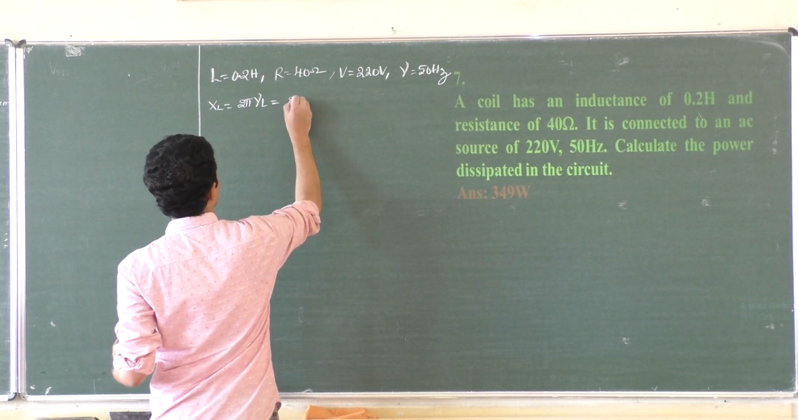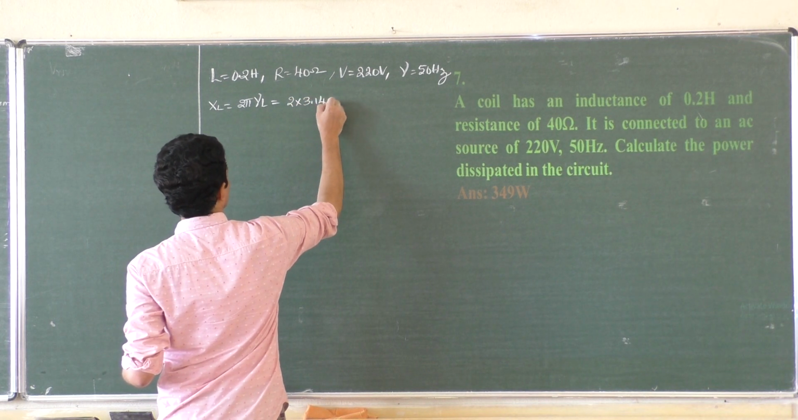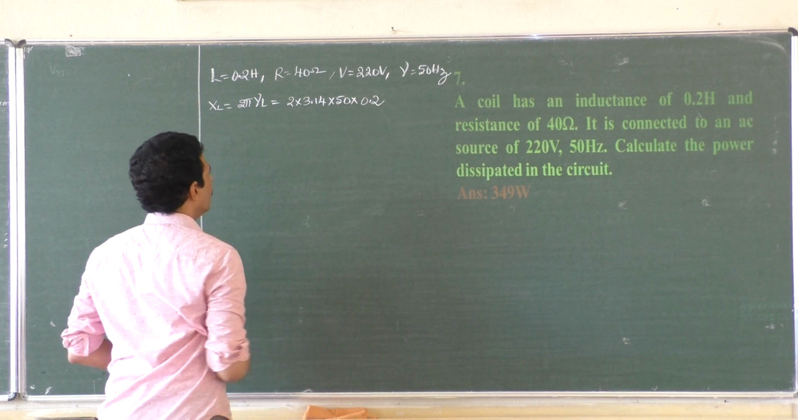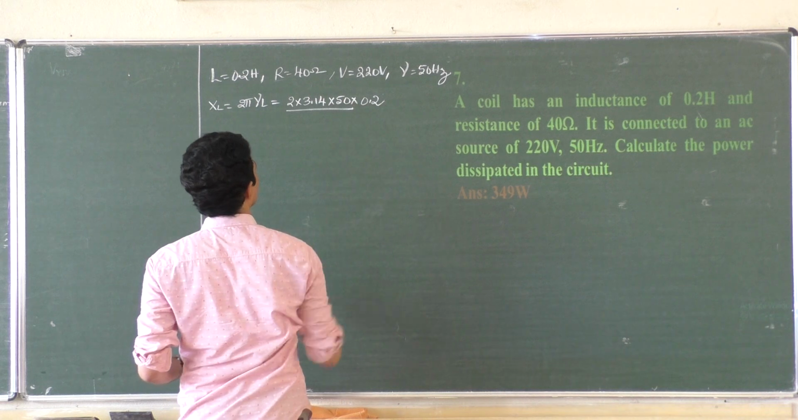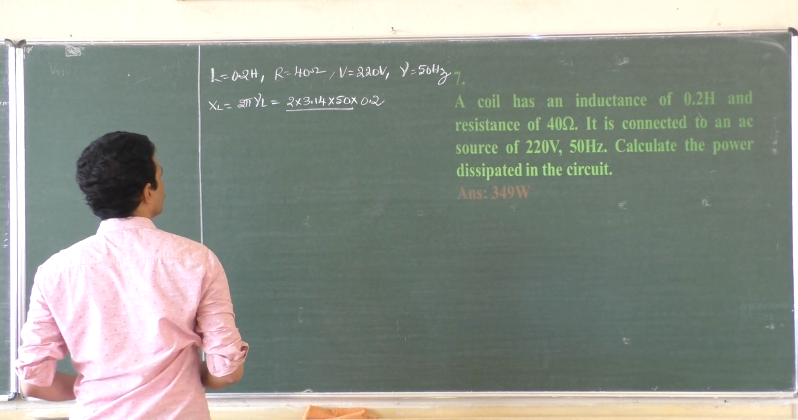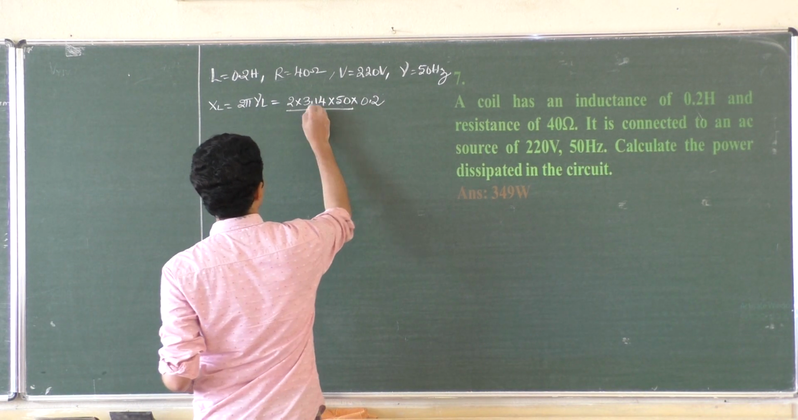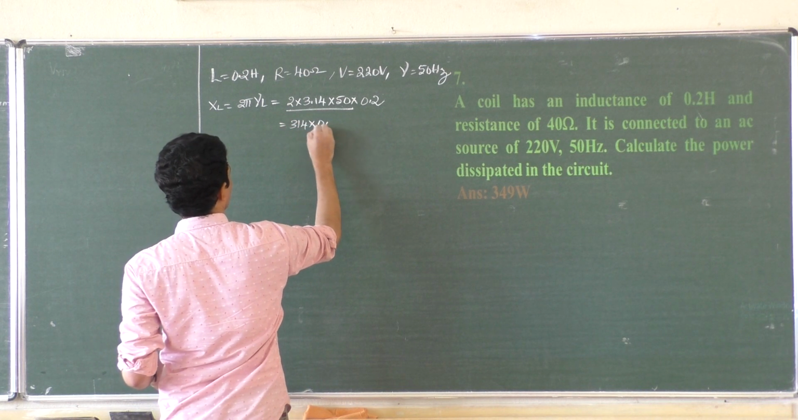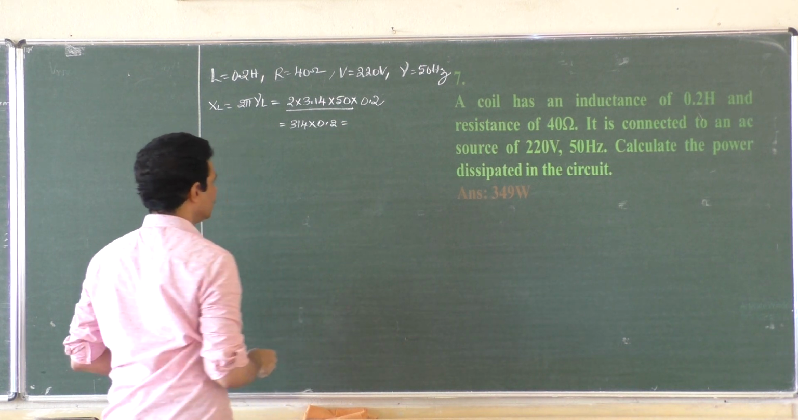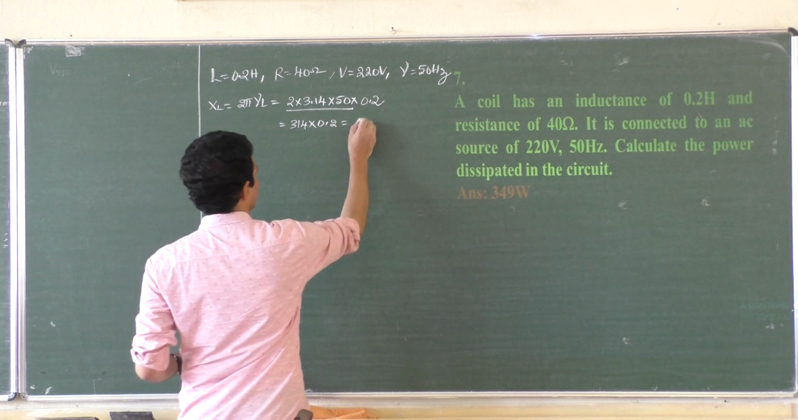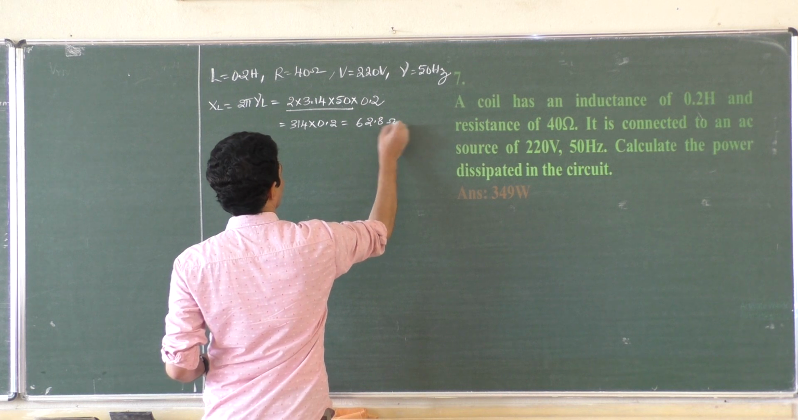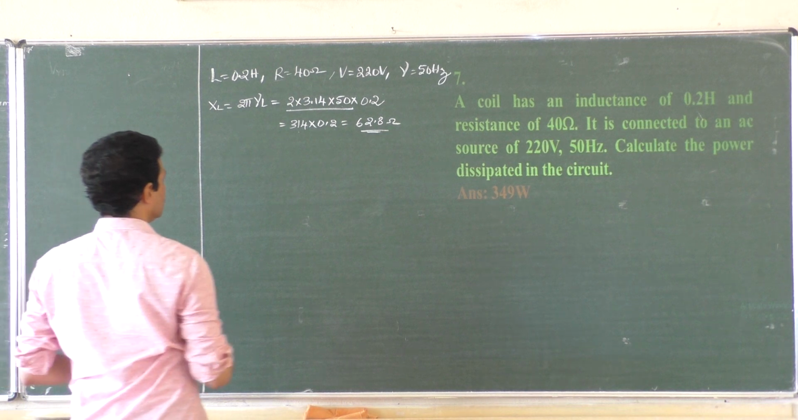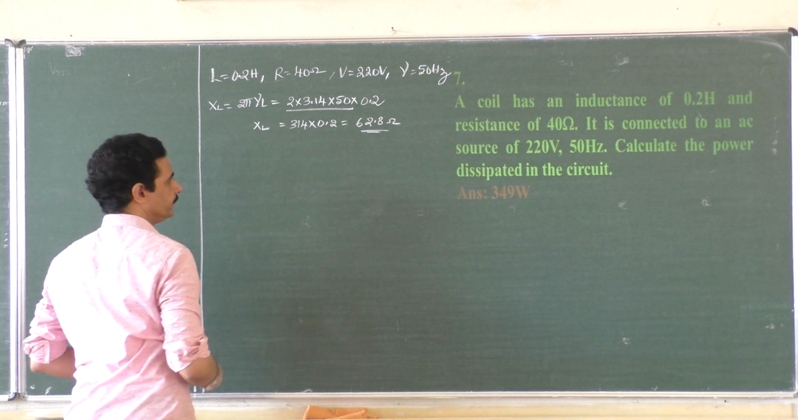XL is 2 pi nu L, 2 into 3.14 into 50. So L is 0.2. This is 314, right? Because 2 into 50 is 100, so 314. 314 into 0.2 is equal to 62.8 ohm. If it were into 2, it should have been 628, but with 0.2 it is 62.8 ohm. L is okay.